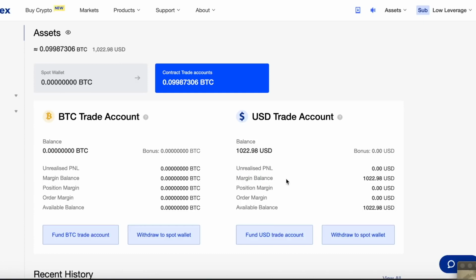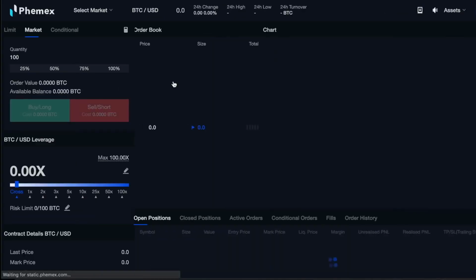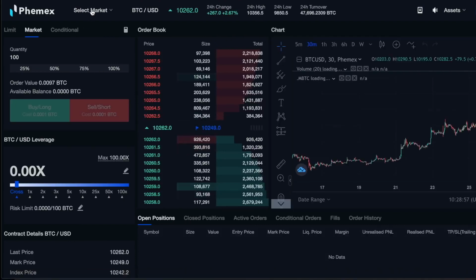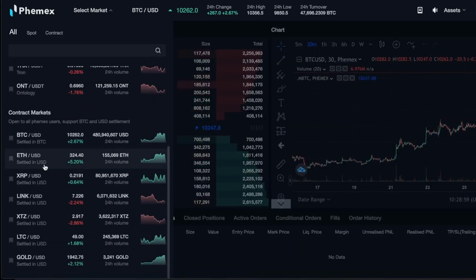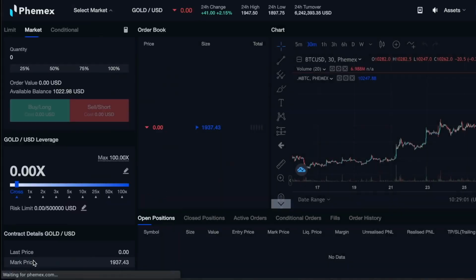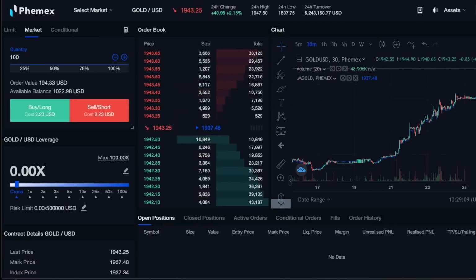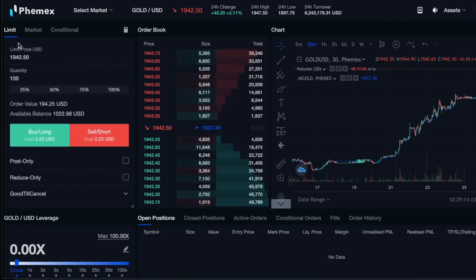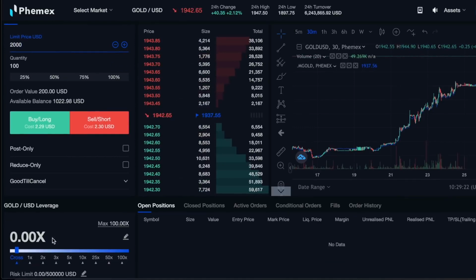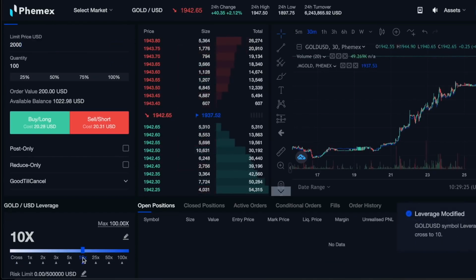Now this margin balance says $1,000 approximately. Now we can go back to contracts trading. We can go over and select market. Let's say we want to trade Ethereum. Actually, let's trade gold this time on leverage. Now, let's say we want to do a $100 position worth of gold, and let's say we want to do a limit order, and we want to sell gold at $2,000. Let's say that's where we want to sell, and we want to trade gold with a 10x leverage.